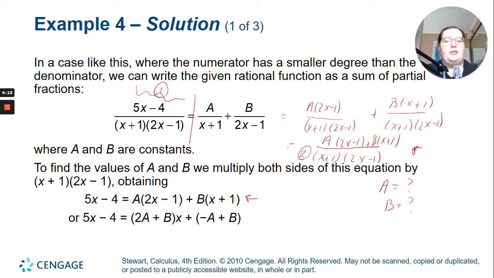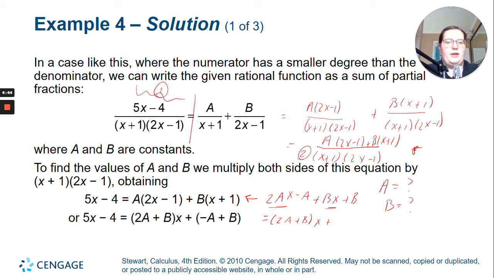Next, I'm going to distribute the A. So I'll distribute my A and get 2Ax minus A plus Bx plus B. I distribute my A, distribute my B. And then the next step, and we're getting pretty close to the end of this, is to look at all your x terms and factor out an x. So I have x terms there. So I have (2A plus B)x.